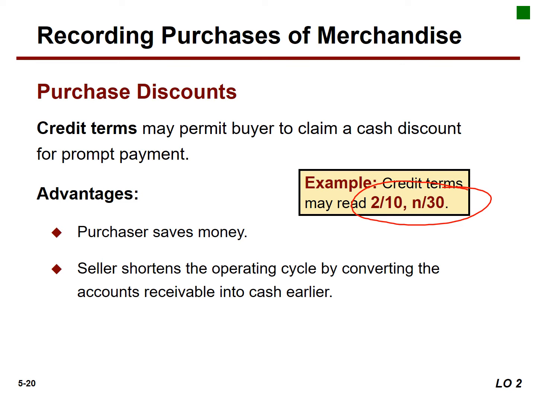The advantage to the seller of offering these types of credit terms is that they will more than likely receive their cash payment from their customer more quickly. And the obvious advantage to the buyer is they can get a 2% discount by paying 20 days earlier than they normally would. So it would be a win-win for both the buyer and the seller.